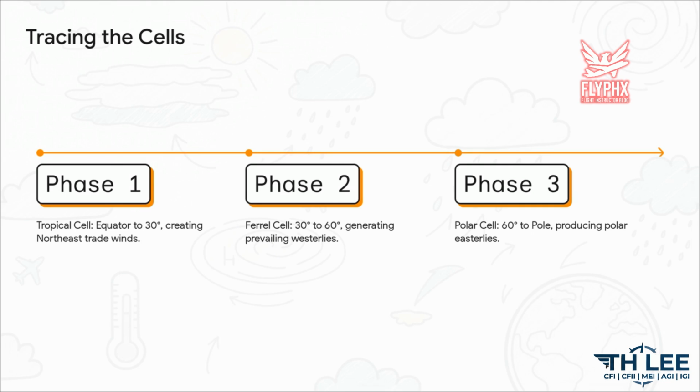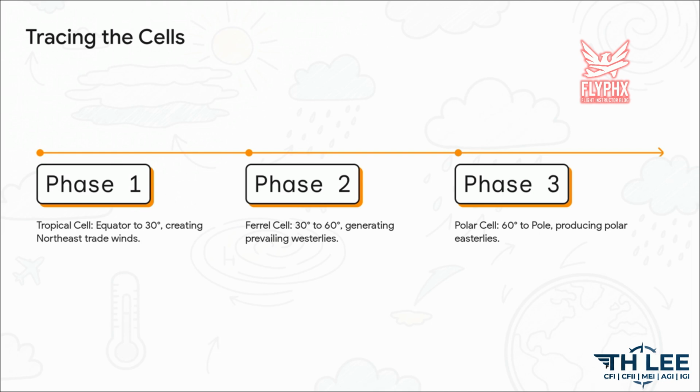Next up is the mid-latitude or Ferrel cell. Some of that sunken air at 30 degrees flows north along the surface. Right around 60 degrees, it smacks into cold air flowing down from the pole. That sharp temperature difference forces the air to rise up and circulate back to 30 degrees, which results in our prevailing westerlies. Finally, the polar cell.